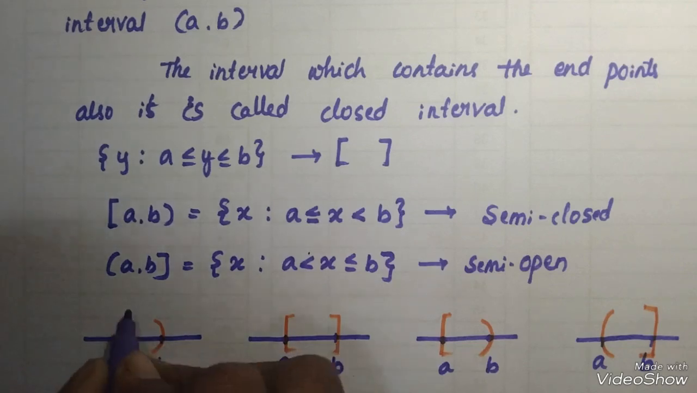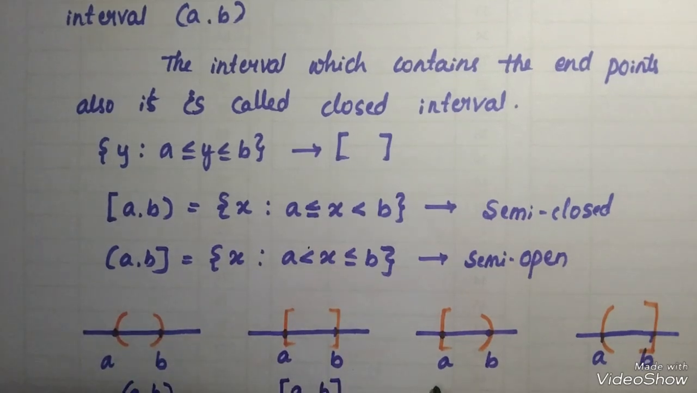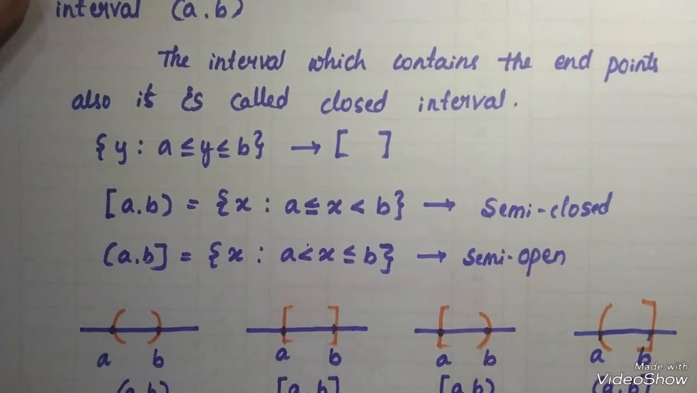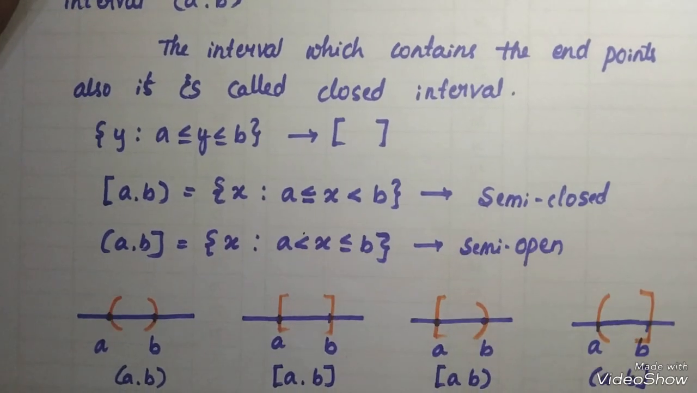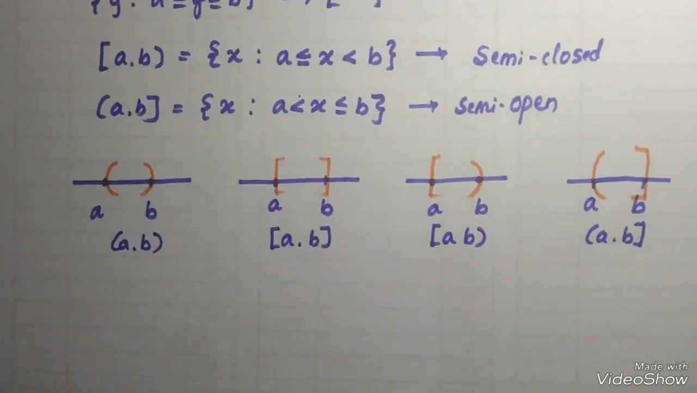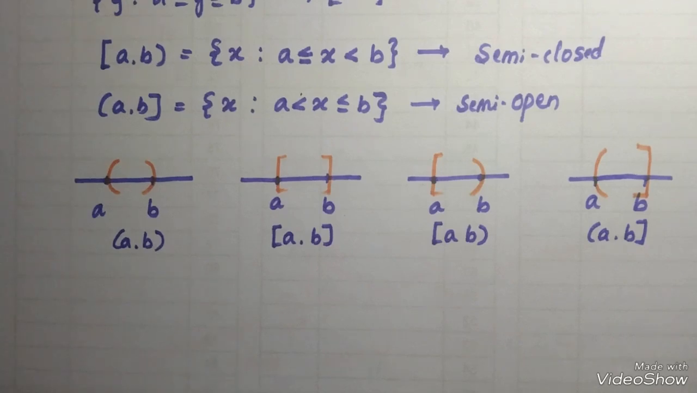Usually we write the open interval A comma B, the closed interval A comma B, and so on. Okay, these are the intervals. Now we have some examples. Sometimes in a question they are given in set builder form, and we have to write them in the form of intervals.